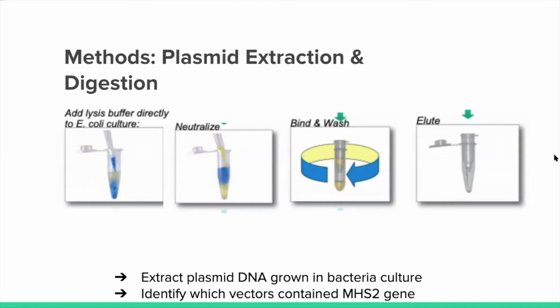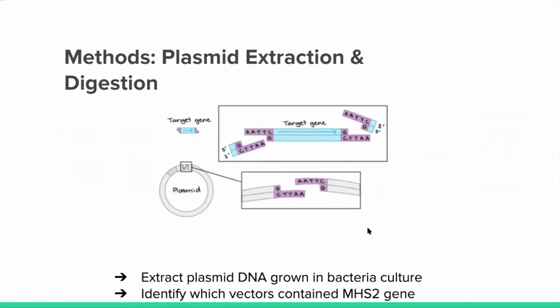Then we added a lysis buffer, which broke open the cells by dismantling the cell and nuclear membranes to let the DNA be free. Then we neutralized this lysis buffer so that it does not destroy the DNA. Then we bind and wash it and elute it so that we have a purified DNA sample for each of the strains that we use. And then finally, we saw how much DNA was concentrated in each of the samples by using a nanodrop.